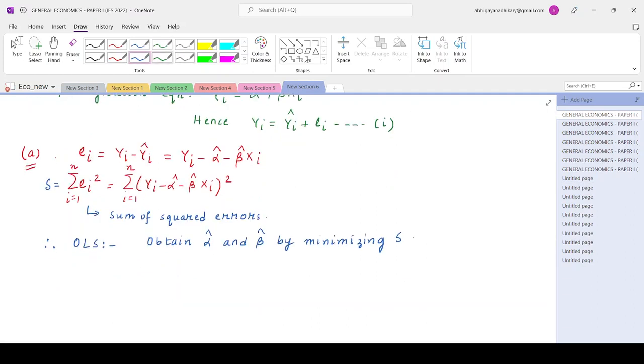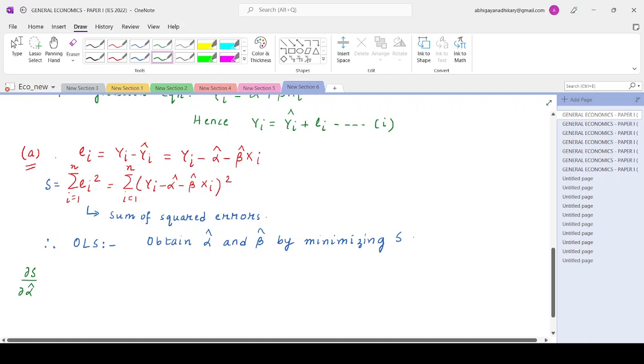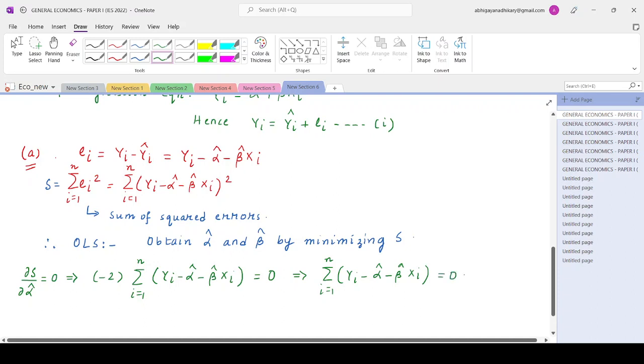So now what we are going to do for minimization, we are going to take the partial derivatives of S with respect to alpha hat and beta hat and set them equal to 0. So first, del S del alpha hat is equal to 0. So what do we get? The minus 2 comes in front, summation i running from 1 to n, yi minus alpha hat minus beta hat xi is equal to 0. So that basically gives us summation i running from 1 to n, yi minus alpha hat minus beta hat xi is equal to 0. This is what we are getting.